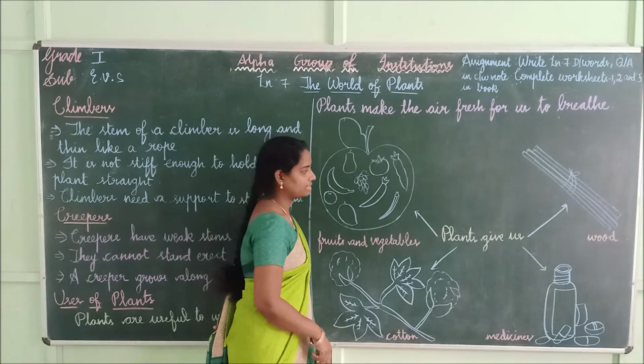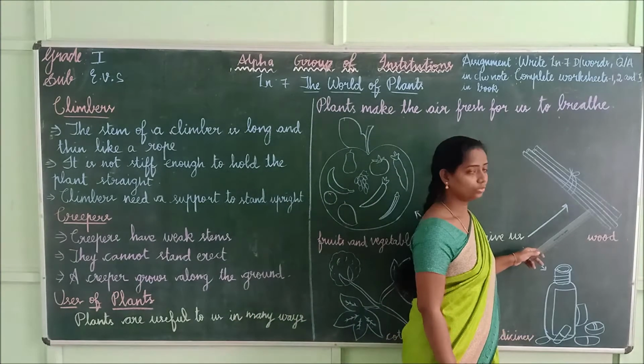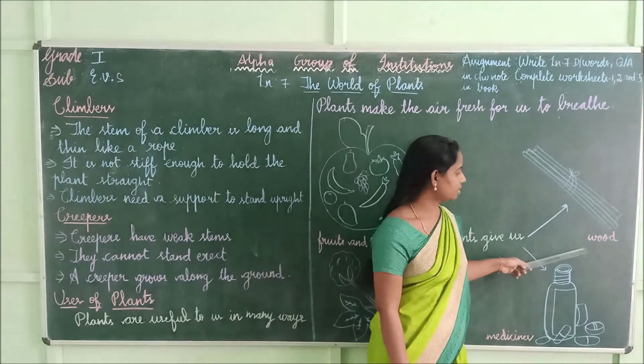From plants. And the second one here, what is it, children? Wood. What is it? Wood.